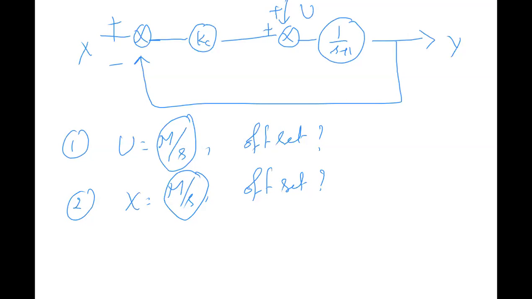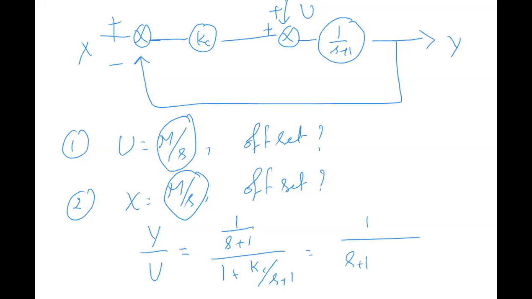No, offset may not be zero for all the cases. Offset may be zero or may not be zero. We can't say. There is a chance of offset also. Then what is Y by U here? Y by U is 1 by s plus 1, divided by 1 plus Kc by s plus 1, which is 1 by s plus 1 plus Kc. This is Y by U.